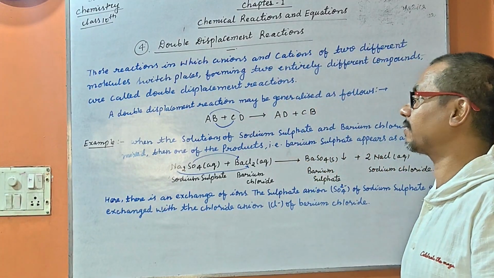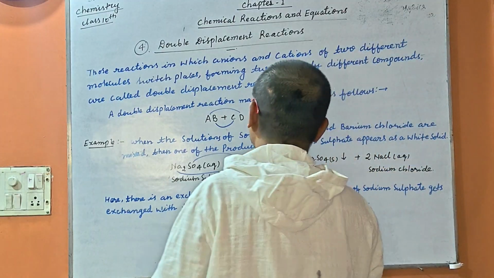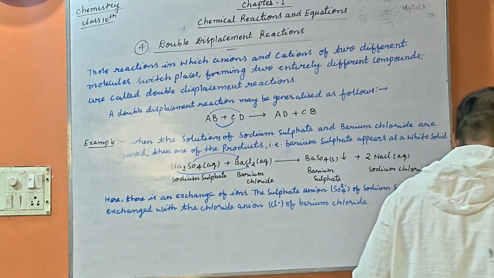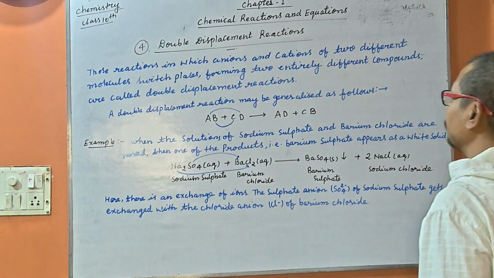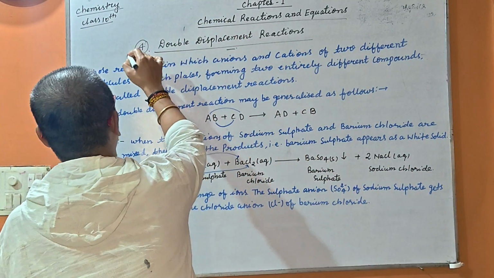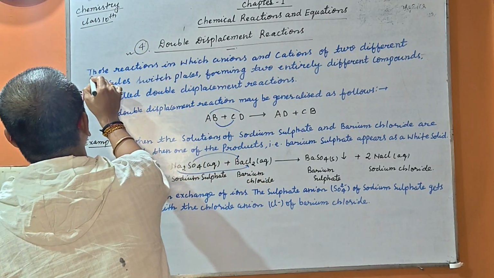This is the class of chemistry class 10, and in chapter number 1 we are discussing chemical reactions and equations. My dear students, 70% of the syllabus is going to be completed. So this is the fourth type of reaction, that is the double displacement reaction. Let us understand the double displacement reaction.